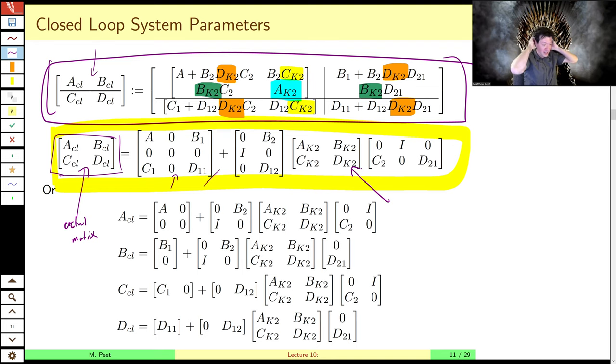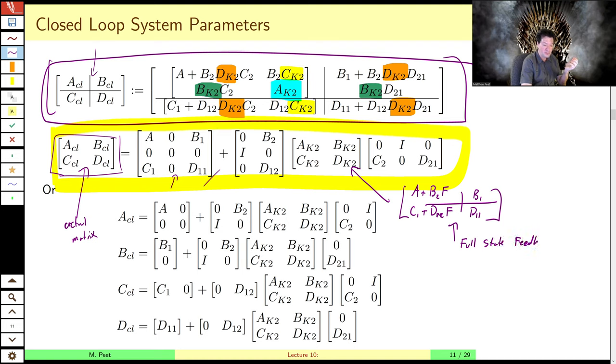Now, this form is not as convenient as what we had for state feedback, where we had A plus B2 F, C1 plus D12 F, and then B1, D11. In this controller synthesis with full state feedback, we were also affine in our variables, but we didn't have anything multiplying on the right. Whereas now, we're affine in our variables, but we have something on the right and something on the left. This is going to complicate our duality and variable substitution trick.